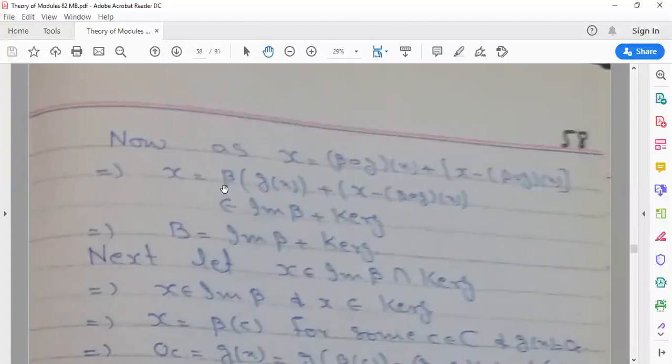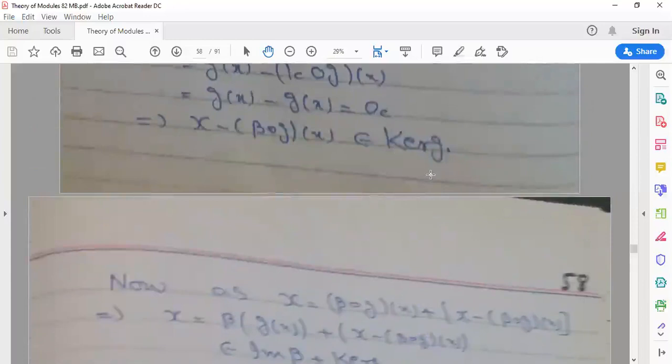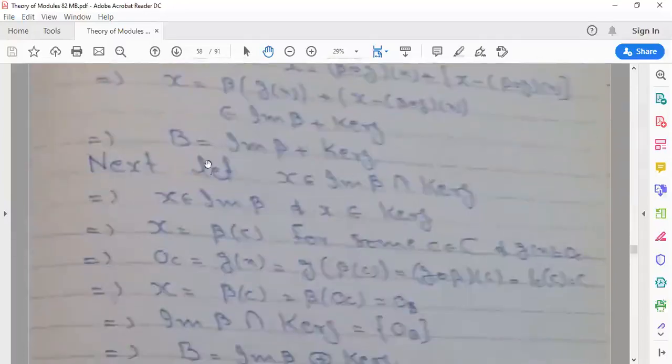After this, beta, we have reopened the composition of function. So beta into g of x plus beta composition of g of x will belong to the image of beta. So this element will belong to the image of beta, because it contains this element belonging to the image of beta. The image of beta contains those elements which we take from a set and assign to beta. The result will be in another set. And this element we have already proved belongs to the kernel of g. So after this, B is equal to image of beta plus kernel of g.